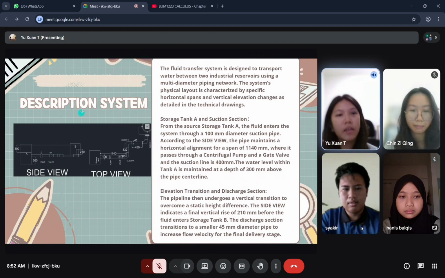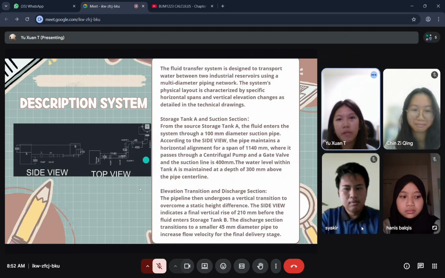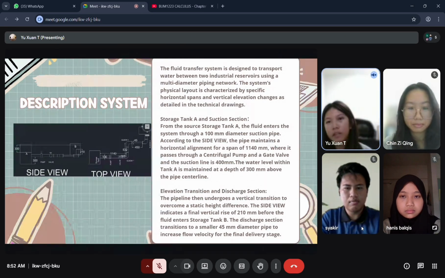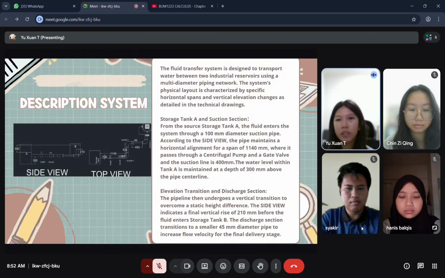Let's talk about the distribution system. This is our side view and top view. The fluid transfer system is designed to transport water between two industrial receivers using a multi-diameter piping network. The system's physical layout is characterized by specific horizontal span and vertical elevation as detailed in the technical drawing.